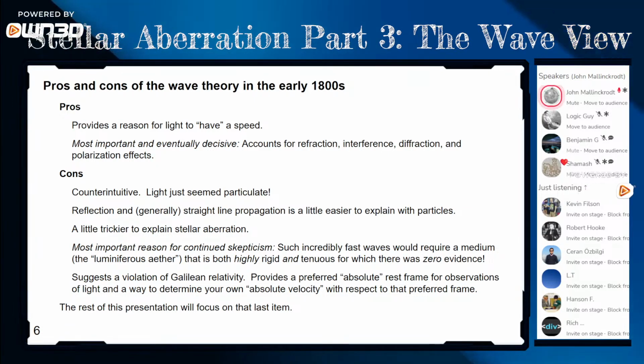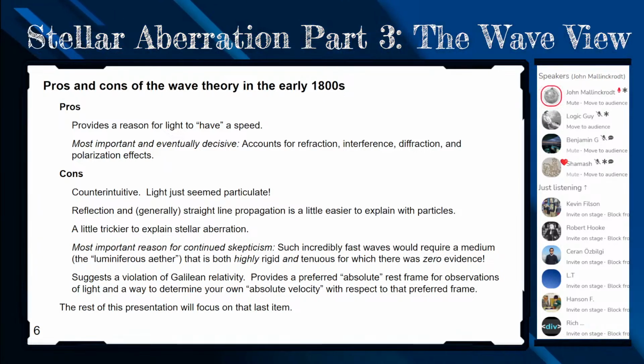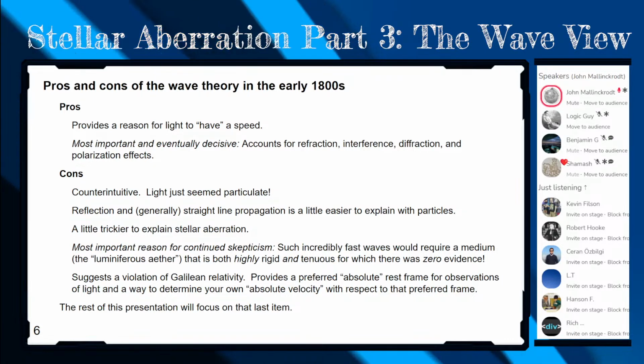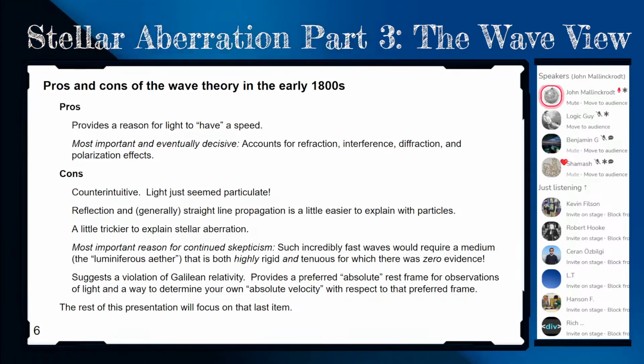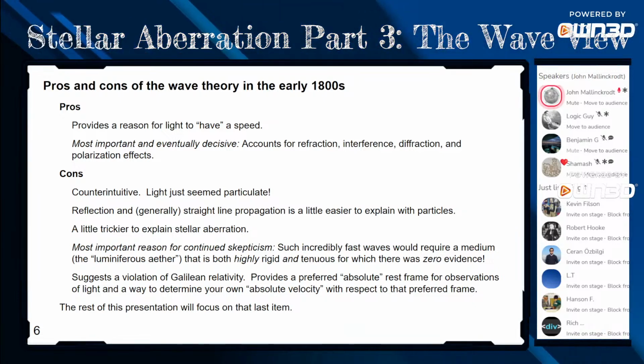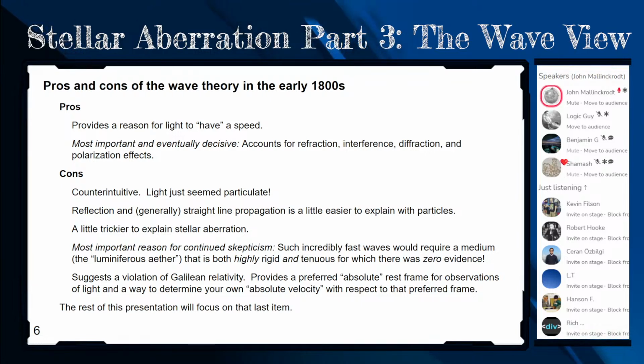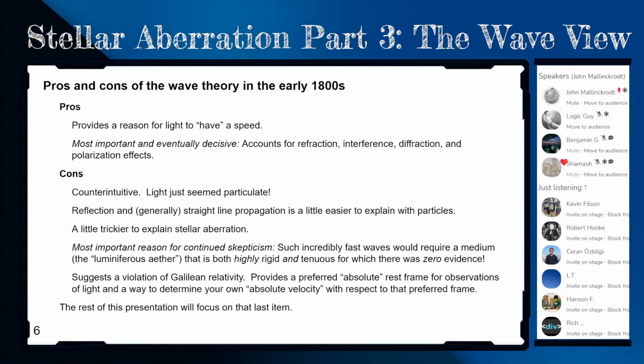And then in addition, it suggests a violation of Galilean relativity. It provides a preferred absolute rest frame for observations of light. And it provides a way for you to determine your own absolute velocity with respect to that preferred rest frame. Now, you may or may not think that that's a violation of Galilean relativity. You can have waves in water without violating Galilean relativity, but it seems a little more like talking about a universal rest frame filling the universe when you start talking about light from distant stars, etc.